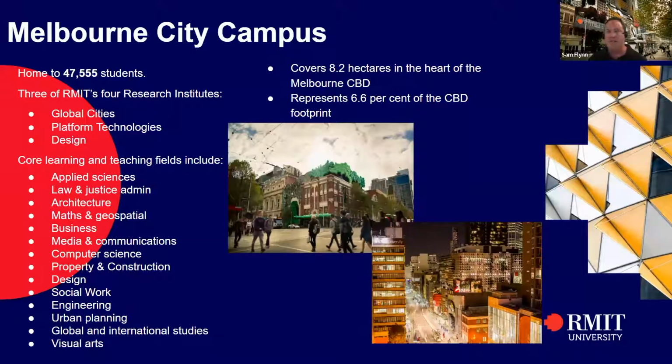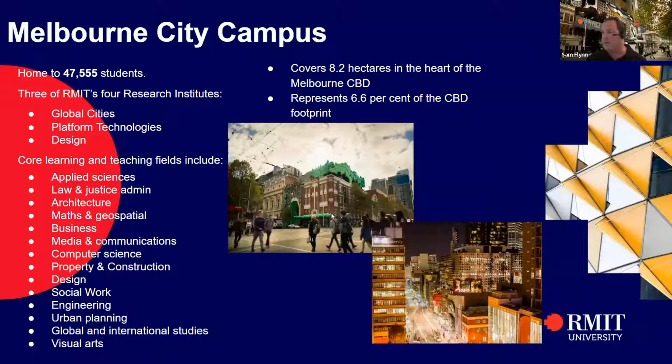So this screen just highlights the programs that we have in the city campus. It's home to about 47,000 students. And we've got programs ranging from applied sciences, law, architecture, maths, business, media communication, computer science, property and construction, design, social work, engineering, urban planning, global and international studies, and visual arts.